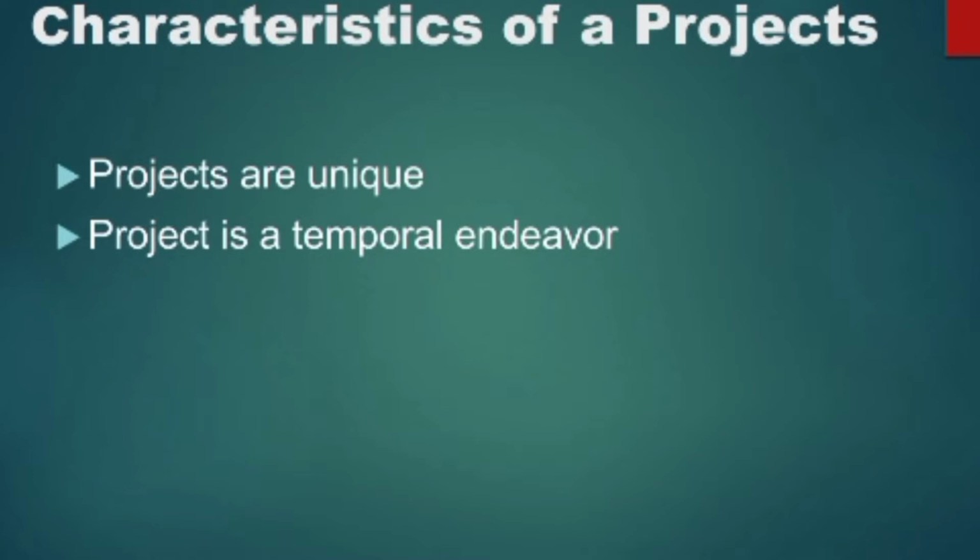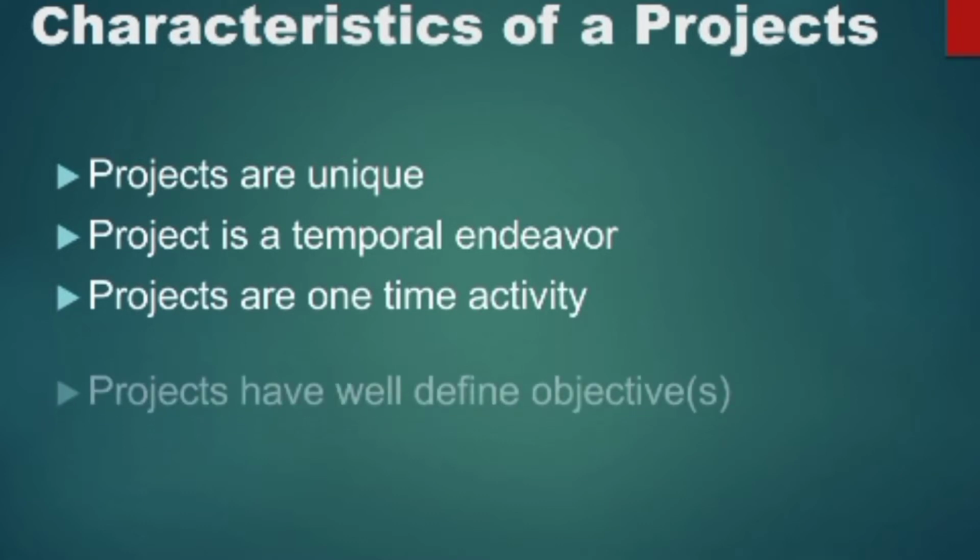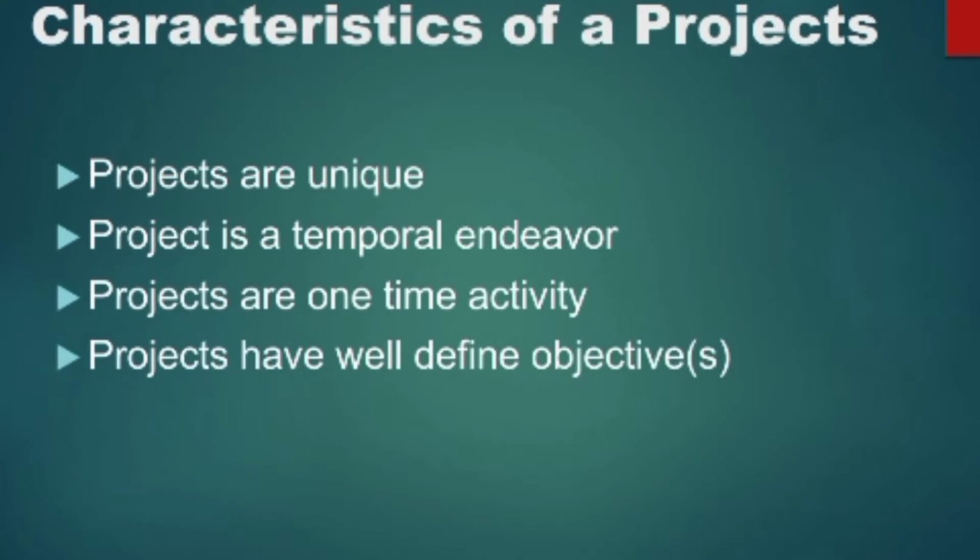The second feature or characteristic of a project is that projects are temporal. Projects are undertaken within a predefined period. So it is not a continuous or repetition action. No, it is a one-time activity. Just as mentioned, projects are just one-time activity, and also the objective of the project is usually well defined. When a contractor says that he has successfully completed a project, that is good news.